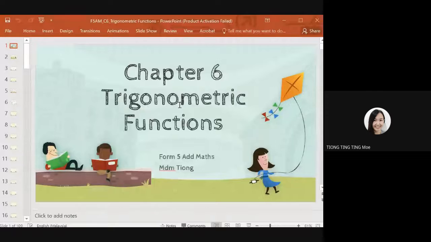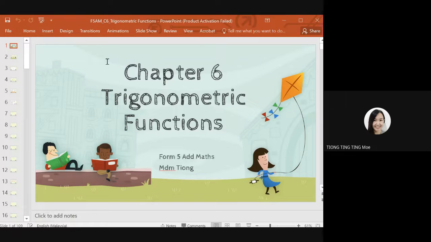Okay, we start our lesson first. We'll start the new topic today, chapter 6. So we have 3 chapters more to go: chapter 6, chapter 7, and chapter 8. Chapter 8 depends, you can already score. The important ones are chapter 6 and 7. They are very important and SPM must-score questions.